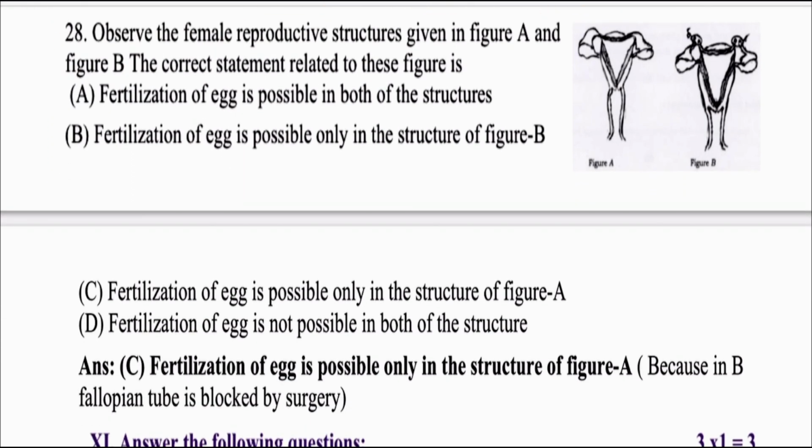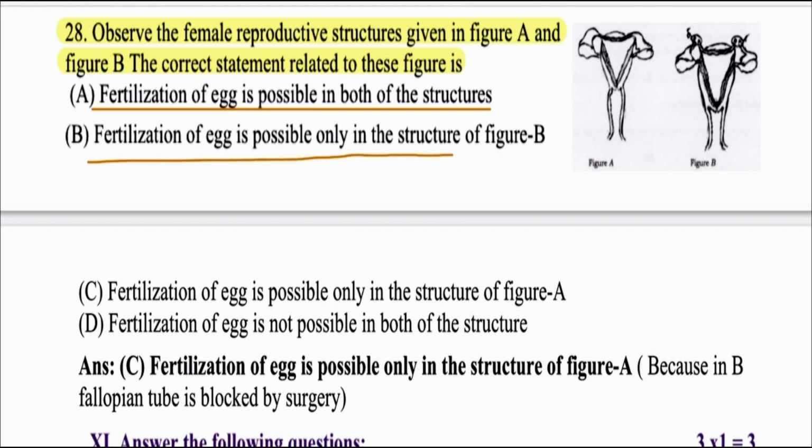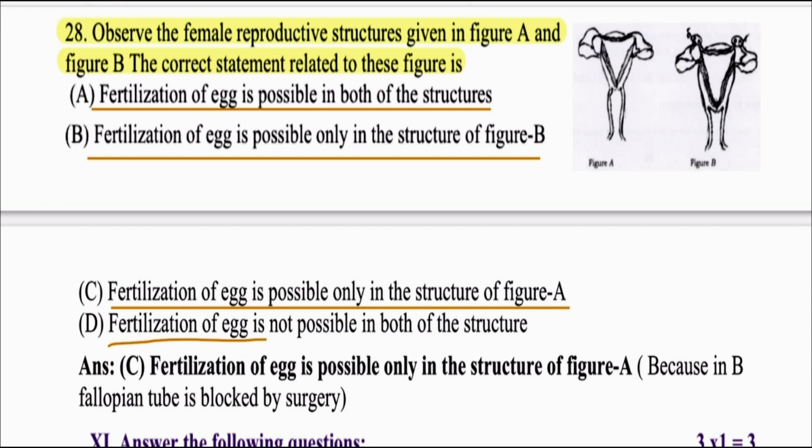Next, question number 28. Observe the female reproductive structures given in figure A and figure B. The correct statement related to these figures is: option A, fertilization of egg is possible in both of the structures. Option B, fertilization of egg is possible only in the structure B. Option C, fertilization of egg is possible only in the structure of figure A. And option D, fertilization of egg is not possible in both of the structures.